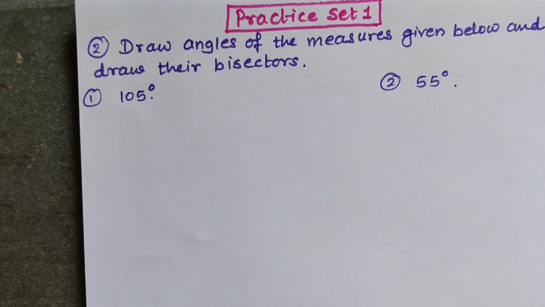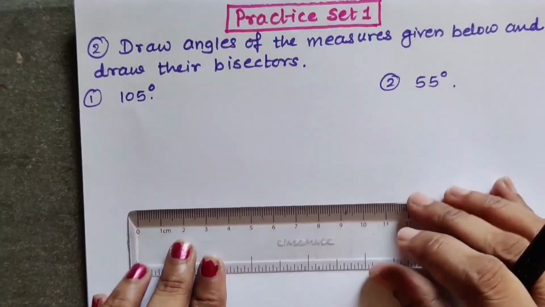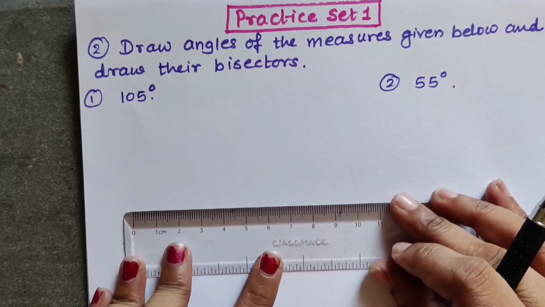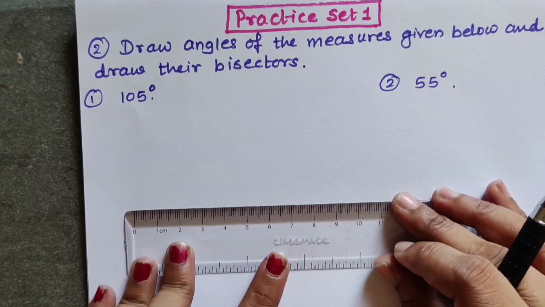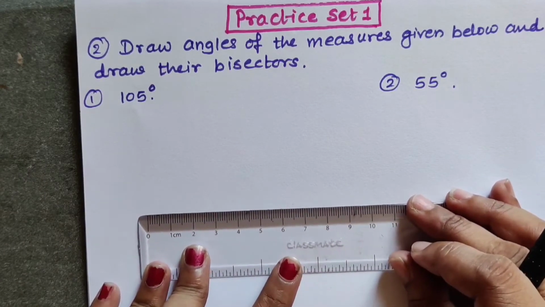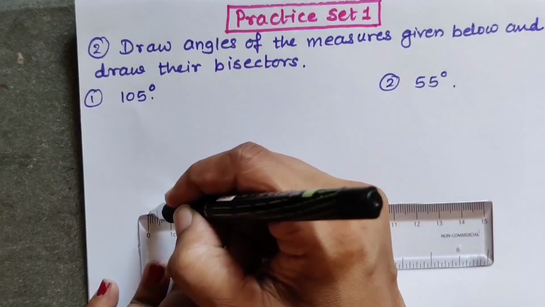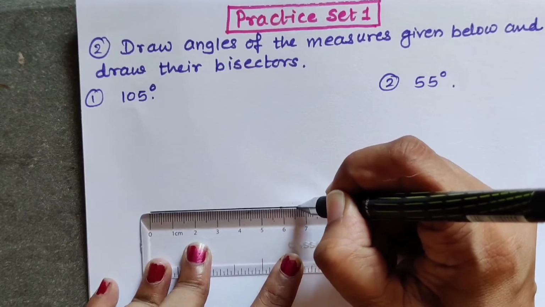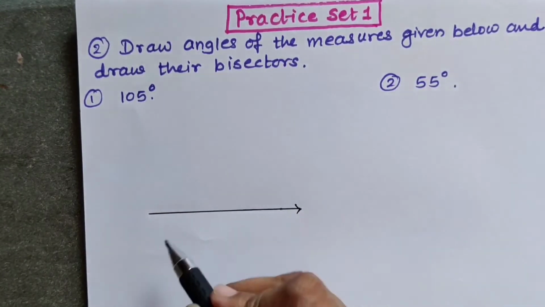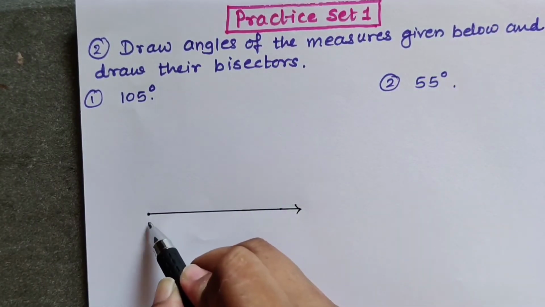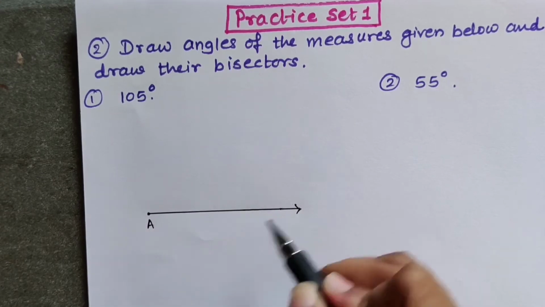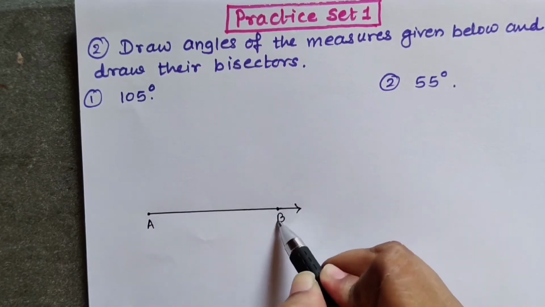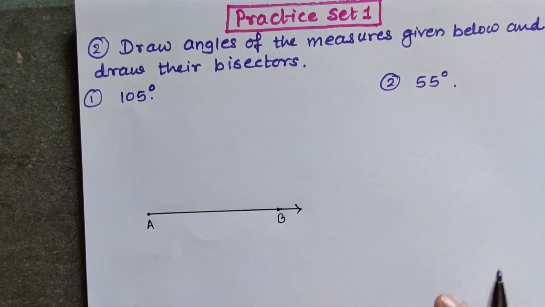So let's first draw an angle by using our ruler and protractor. I'm going to draw a ray, any ray. There is no measurement for this ray. As you all can see, I'm drawing one ray over here. Okay, this is a ray. This point is A and we can give any point here B. So any ray we have drawn here.